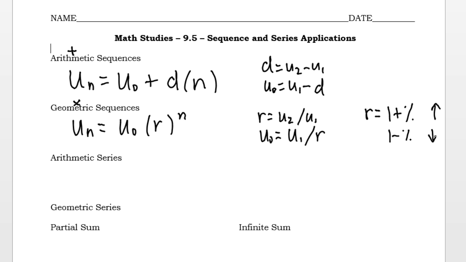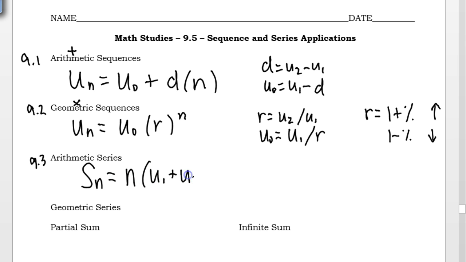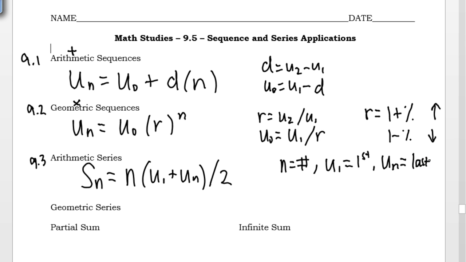Arithmetic series we looked at in 9.3. The formula is S_n equals n times (u_1 plus u_n) over 2, where n is the number of numbers, u_1 is the first number, and u_n is the nth number, or the last number. The arithmetic series is a way to add all the terms from our arithmetic sequence.